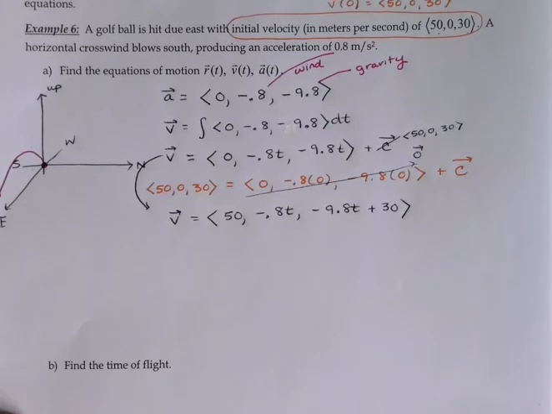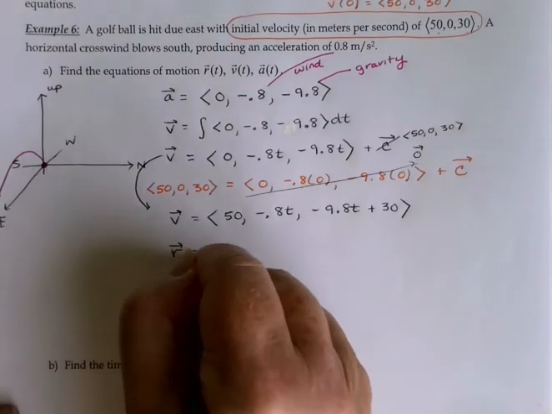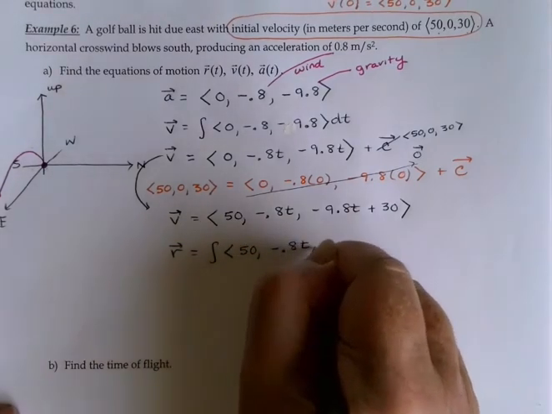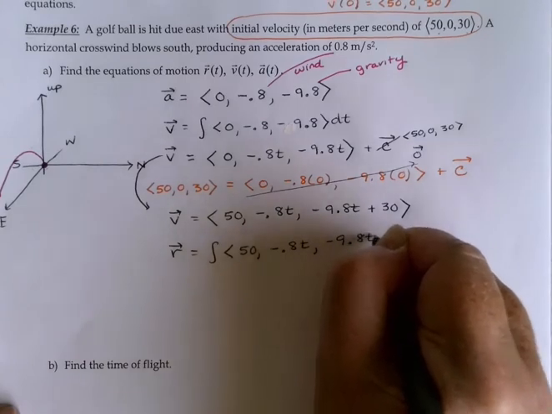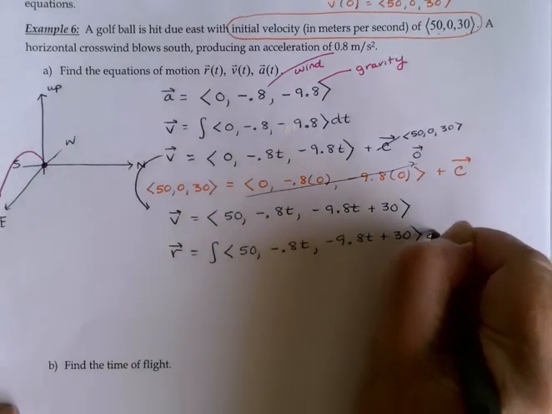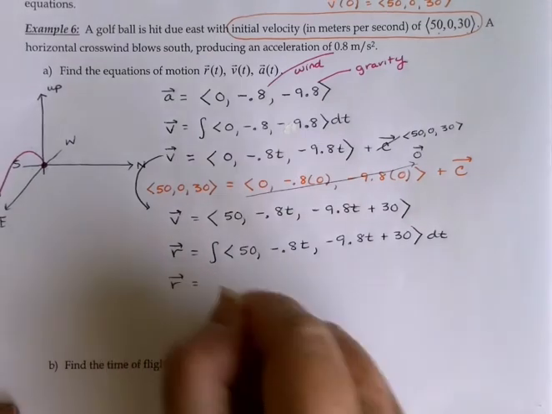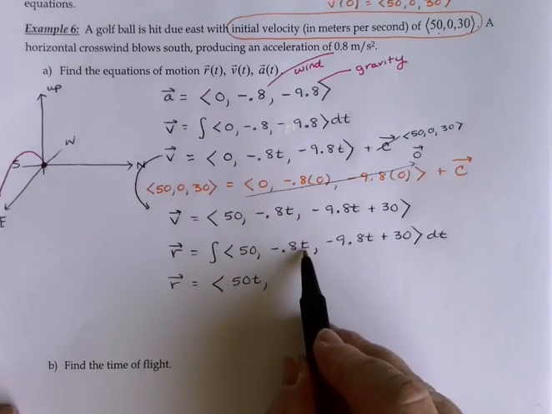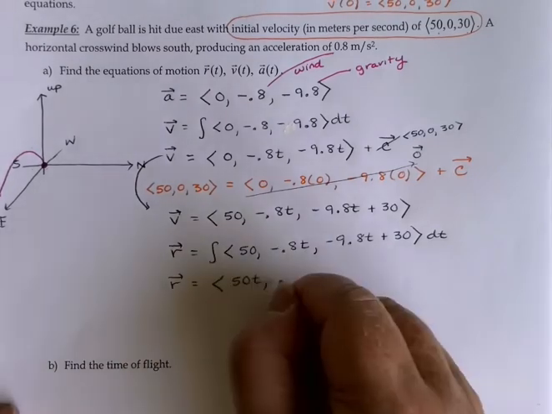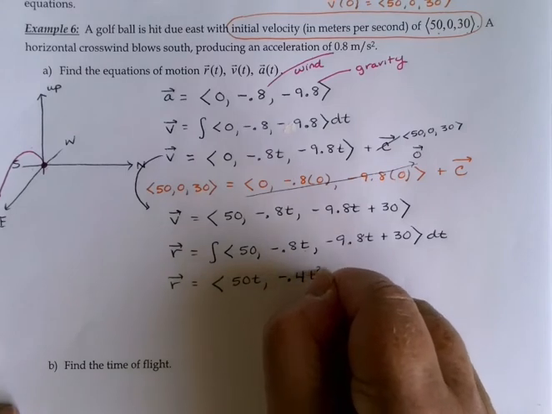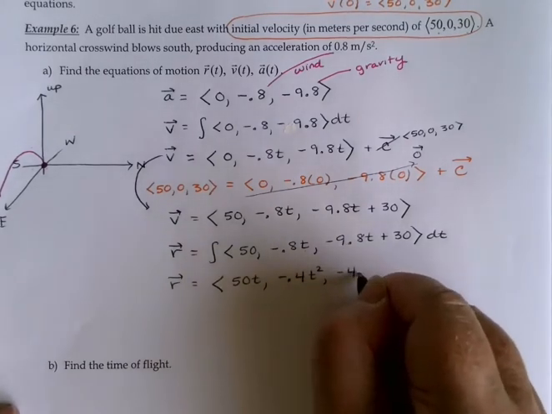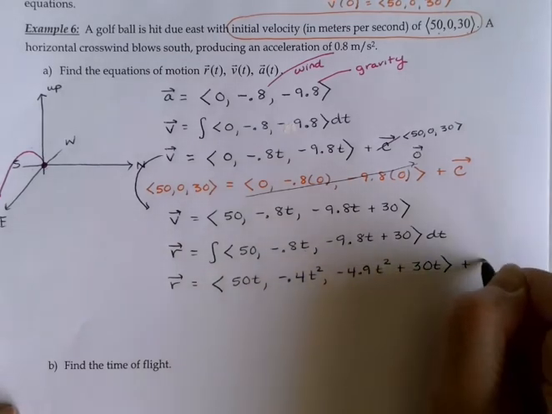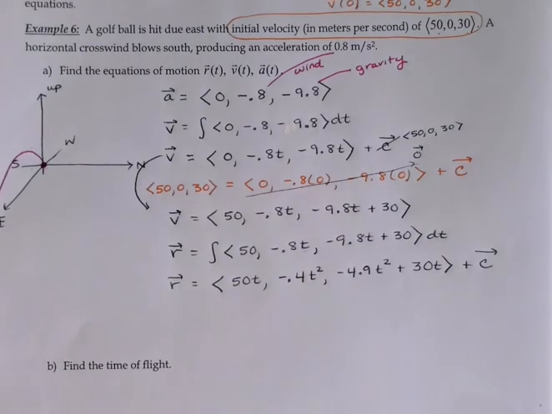All right, I have to integrate again to get my position function, r. So we'll integrate this velocity. And that's going to give me 50t. Let's see, that'll give me a t squared over 2, so I'll end up with a negative 0.4t squared. And here a negative 4.9t squared plus 30t, plus, again, a constant of integration.